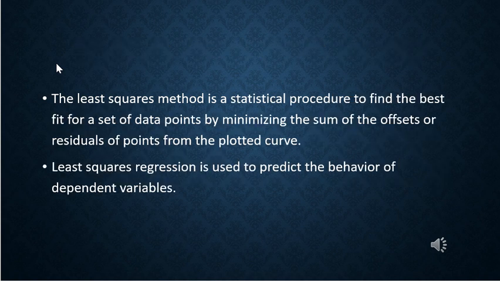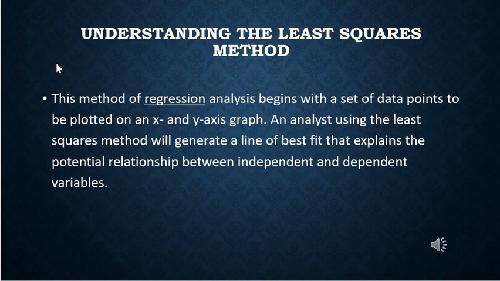The least square method is a statistical procedure to find the best fit for the set of data points by minimizing the sum of the offsets or residuals of points from the plotted curve. The least square regression is used to predict the behavior of dependent variables. The residuals are the offsets that will be explained in the further section.